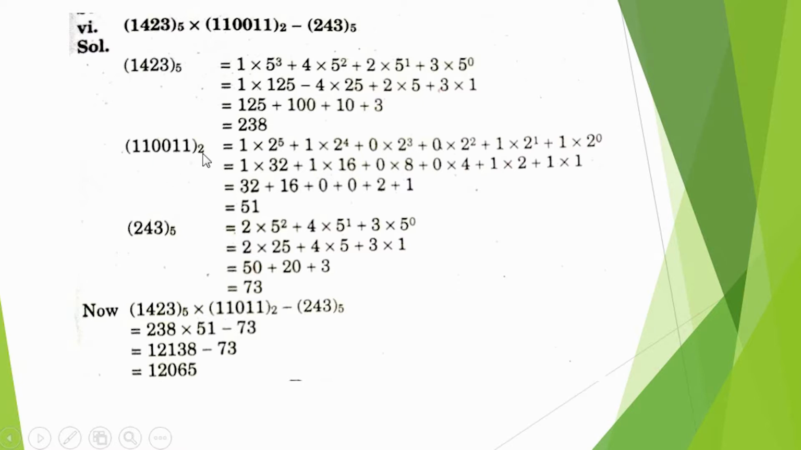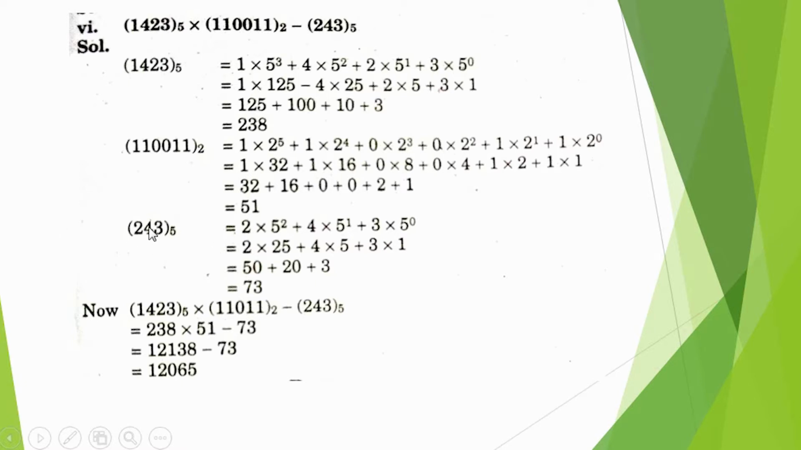1 1 0 0 1 1 base 2. When we multiply with their bases: 1 multiply 2, 1 multiply 2, 0 multiply 2, 0 multiply 2, 1 multiply 2 and 1 multiply 2. Now we write their powers 0 1 2 3 4 5. Multiply these values and add, 51 comes.